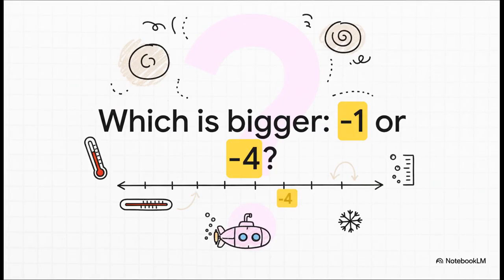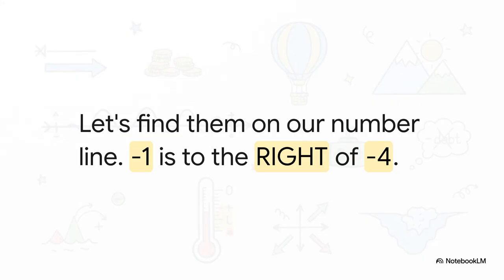Okay, time to test this rule with a tricky question. Which number is bigger, -1 or -4? Now, your brain might be screaming, 4! 4 is bigger than 1. But hold on, we have to remember our new golden rule. Let's find these two numbers on our map and see what's what. Okay, let's look at our number line. Find -4. You see it way over there on the left? Good. Now, find -1. It's much closer to 0. So which of these two numbers is further to the right on our map?